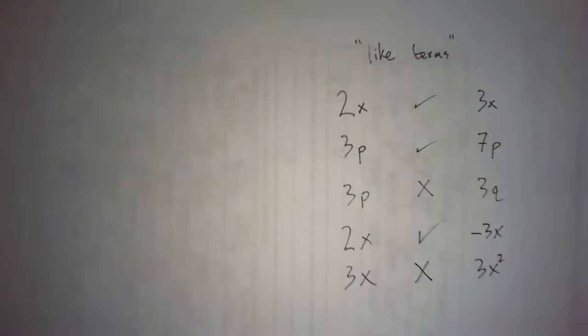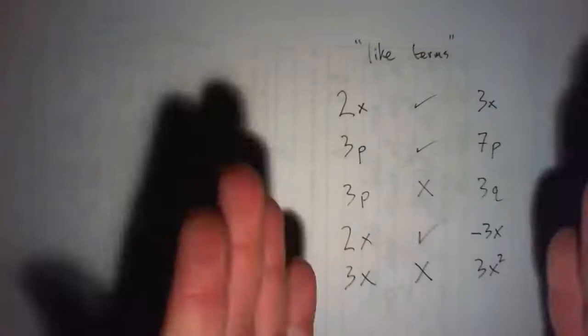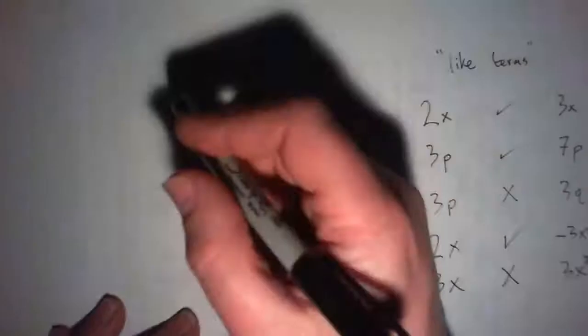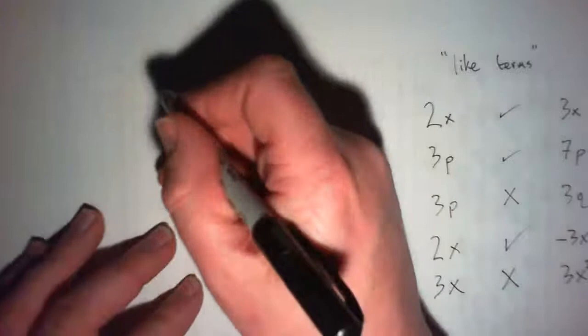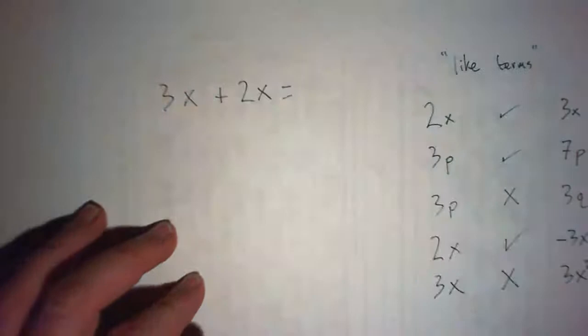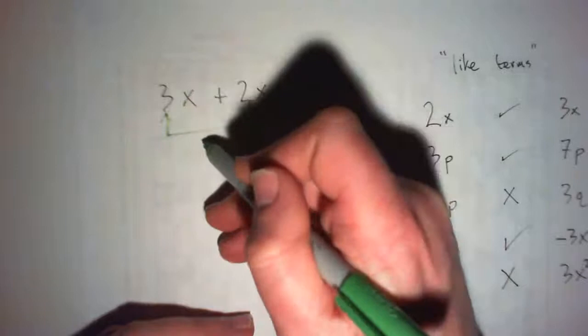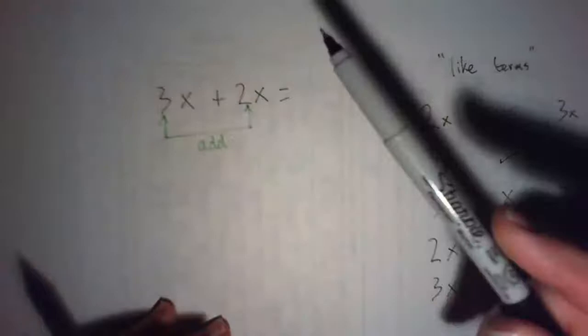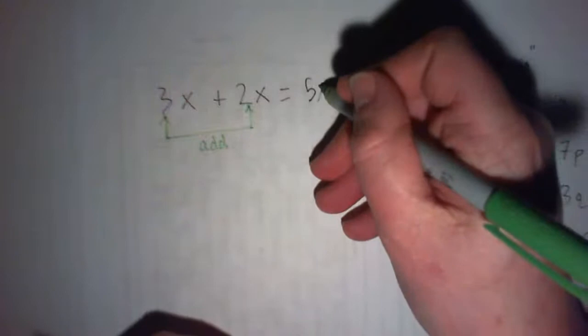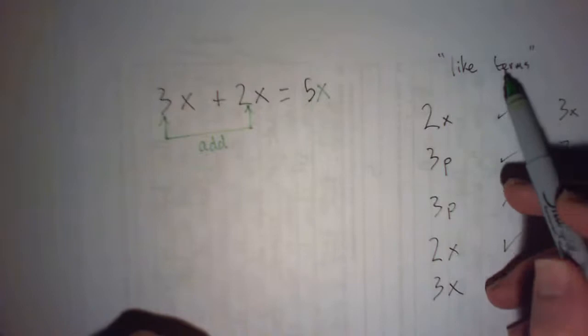So what does this mean? Well, it means with like terms, you can add and subtract them. And I'll show you. So have a look over here. 3x plus 2x equals what? If we're using like terms, all I have to do is add the coefficients. That's all I have to do. 3 plus 2 is 5, and then just keep the variable because they're like terms. If they're like terms, you just add the coefficients and keep the variable.